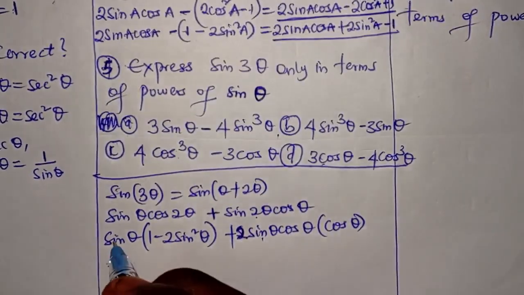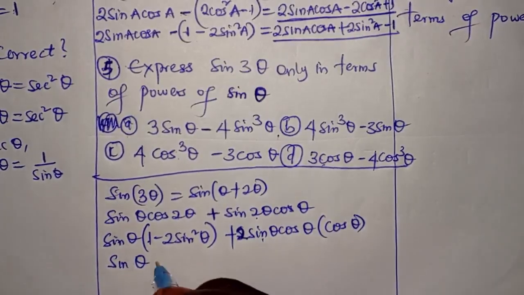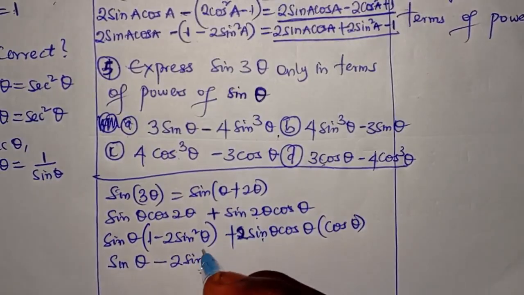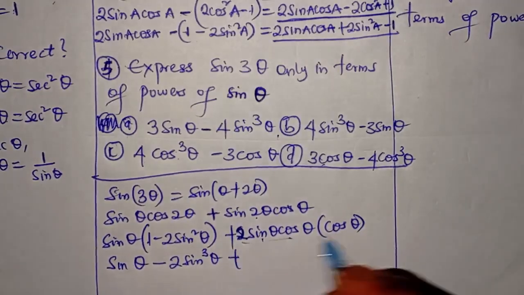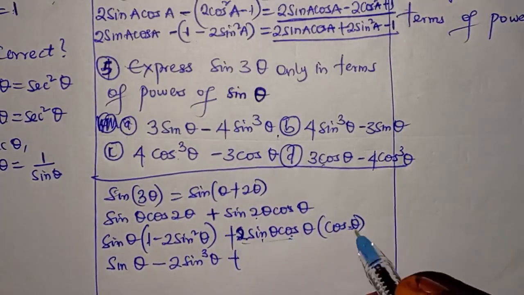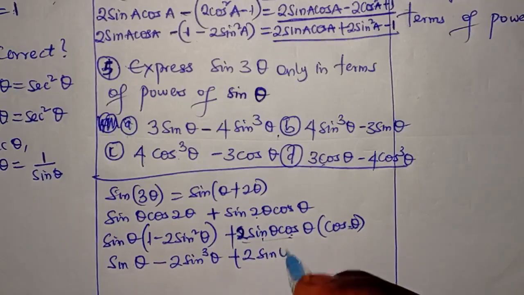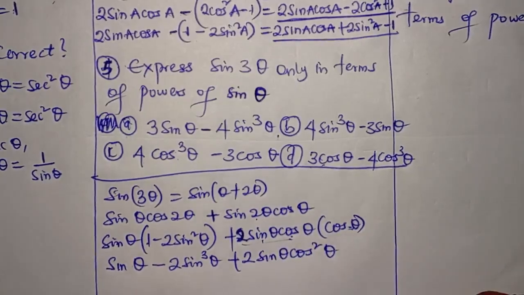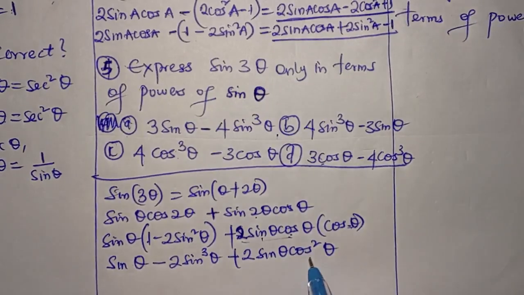Sine theta times 1 is sine theta. This times this will now be minus 2 sine, the power will increase. Then if I multiply everything here by cos theta, cos theta times cos theta is cos squared theta. That will be 2 sine theta cos squared theta. But the question simply said, in terms of powers of sine theta, and now there is cos squared theta in this. We have to do away with it.